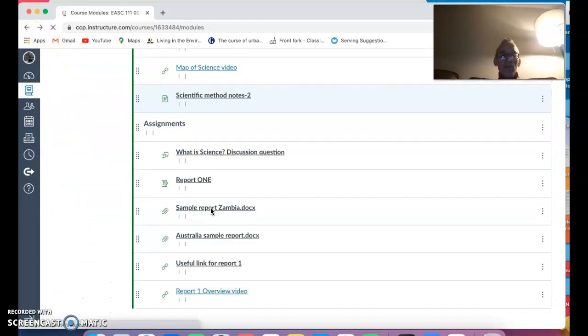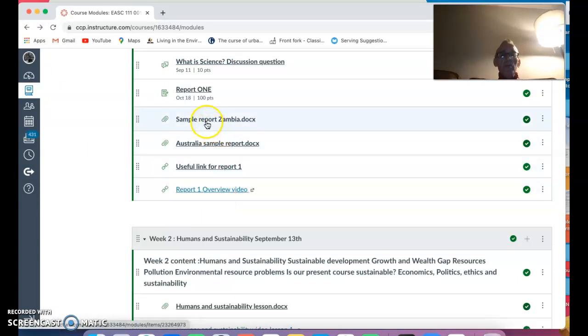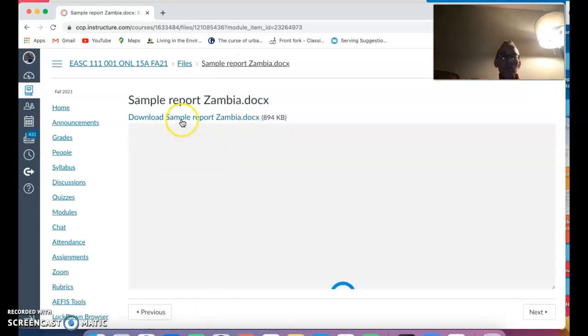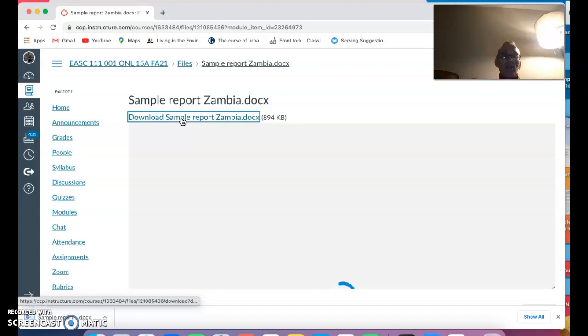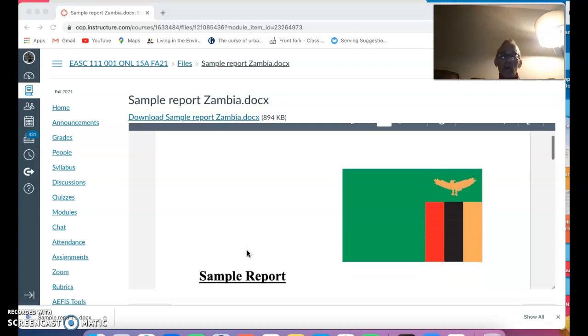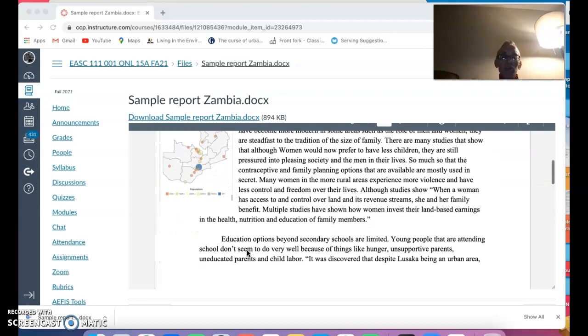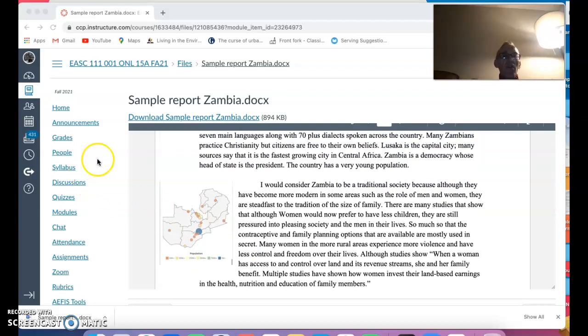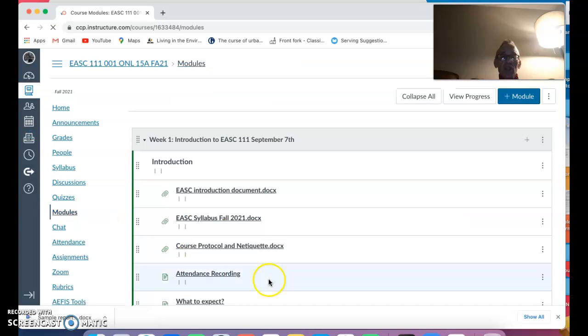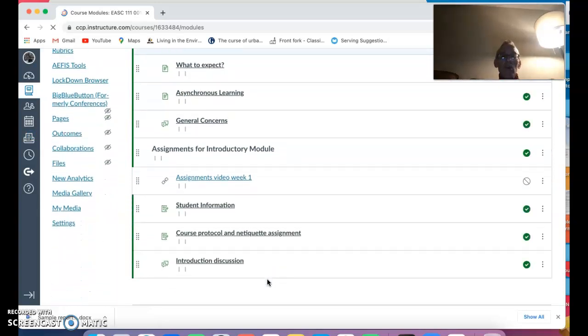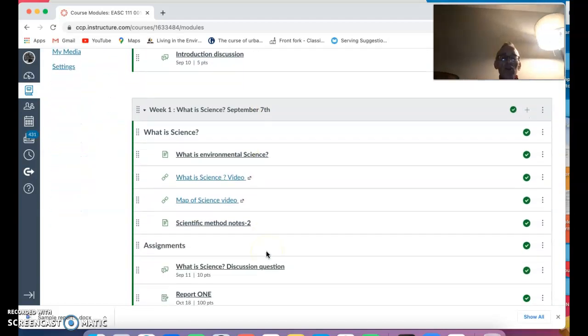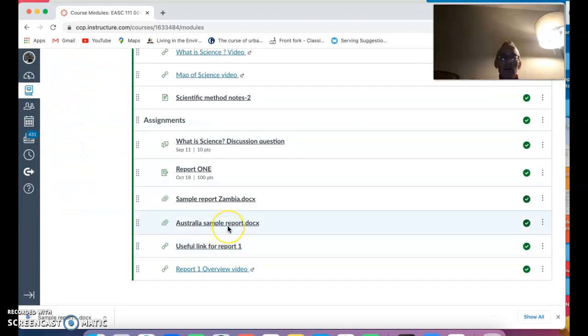Also, I've put some sample reports from previous students. These may be good, may not be good. I just included them so that you had some point of reference. Like there's a sample report on Zambia. This is what one student did. Or if you go back, there's another one, just so that you understand maybe the structure of these reports. And there's another one relating to Australia. Just sample reports.